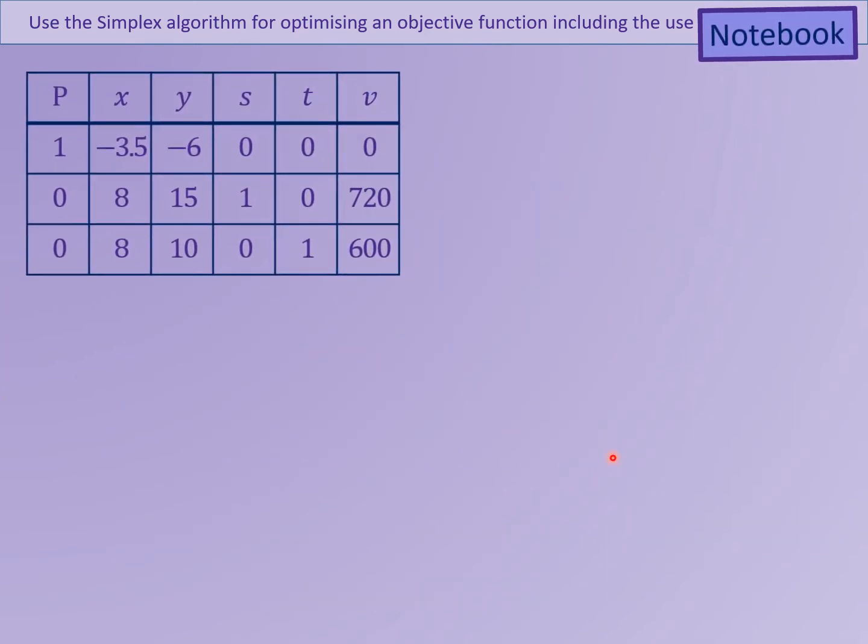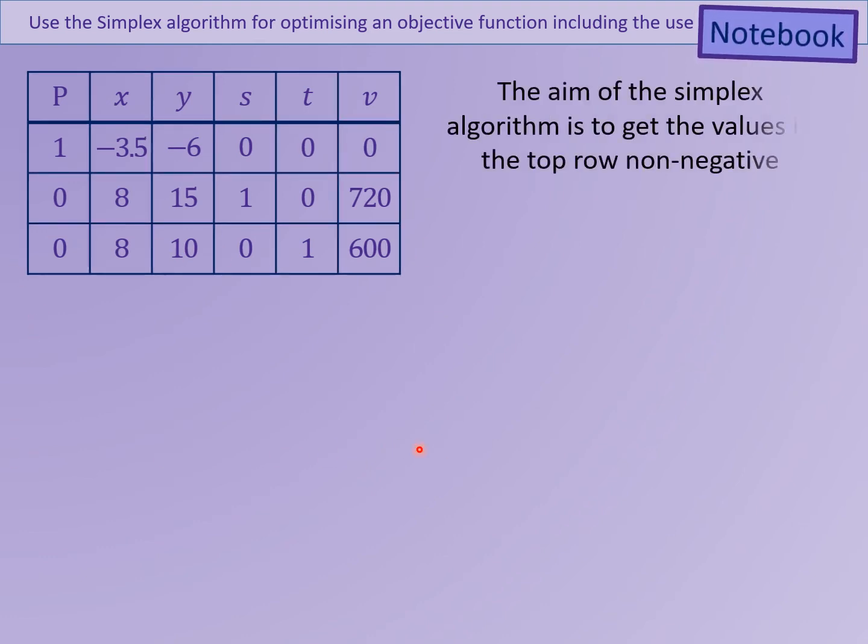What we want to do now is manipulate this table. We do that by taking rows away from each other. We'll talk about what the goal is in a minute, but because we're taking away rows from each other, each time we need to add an extra 3 rows to our table. The aim is, like it says here, we want the top row to have no negative values. At the moment, it's definitely not going to work because we've got a minus 3.5 there and a minus 6 here.